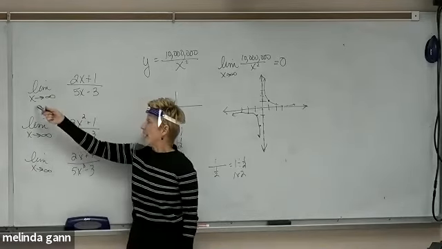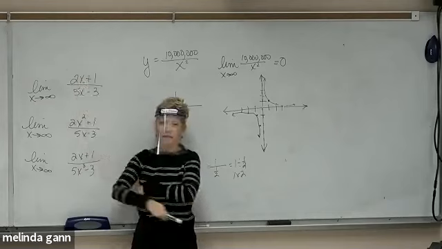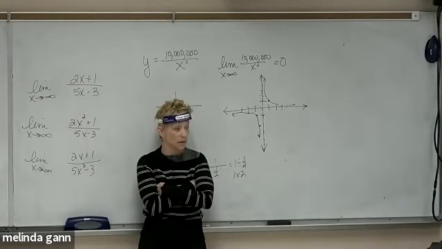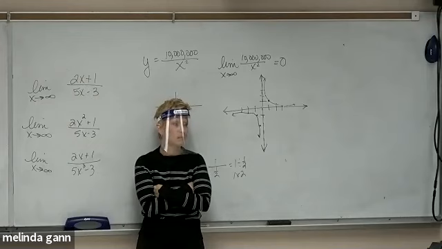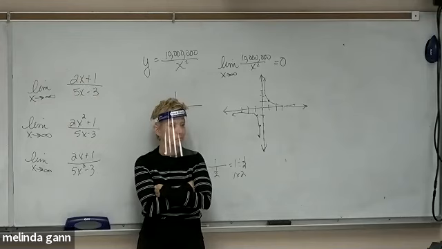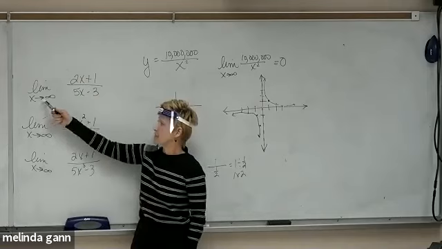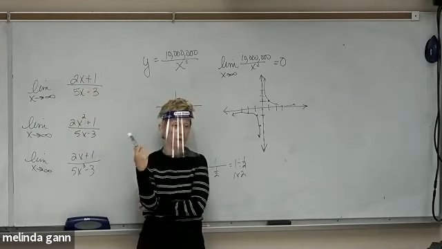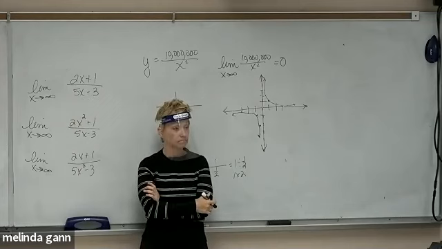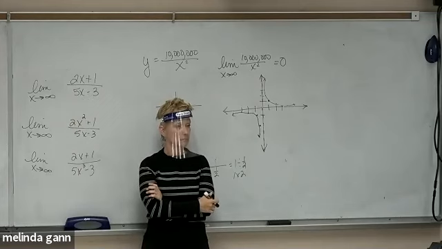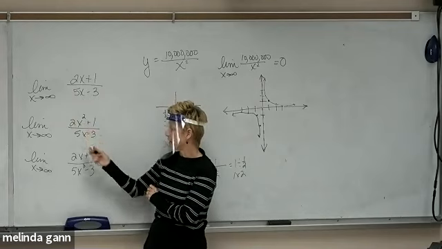Now, if x is getting bigger and bigger, what's 2x getting? Isn't it getting bigger? What happens when you add 1? It's getting a little bit bigger. So do you understand when x approaches infinity, that top's going to infinity? What's happening to that bottom? It's going to infinity. Isn't that true on all of these?